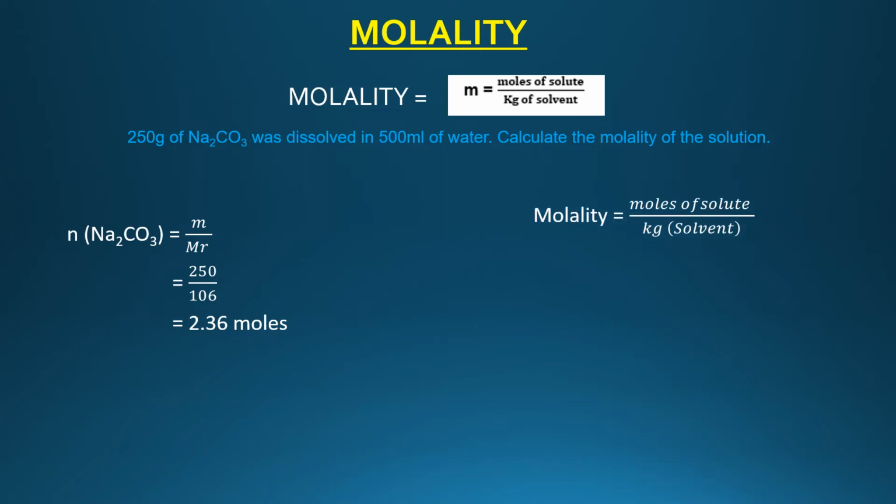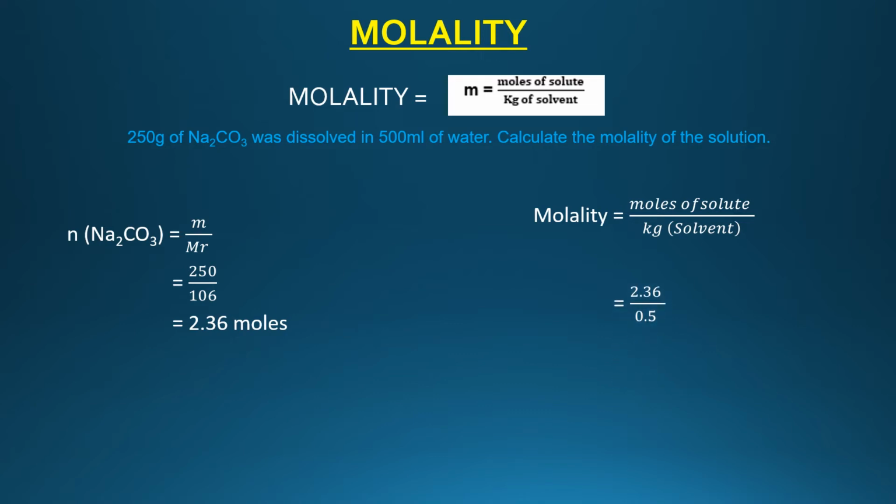Now since the volume of water is 500 ml, the mass of water will also be 500 because the density of water is 1. Density is equal to mass over volume. So if density is 1 and the volume is 500 ml, then the mass of the water will be 500 grams as well. So we will be changing the grams of water from 500 grams to kg. That will be 0.5 kg.